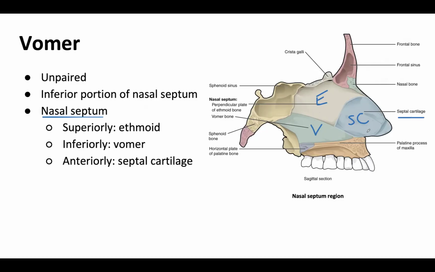And a deviated nasal septum is a deviation of the nasal septum, so a little bit to one side or the other. And these deviations often occur at the junction of the septal cartilage and the vomer.